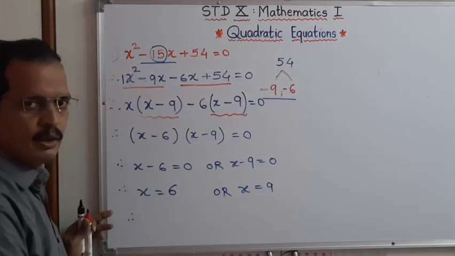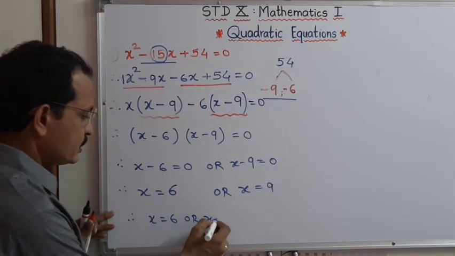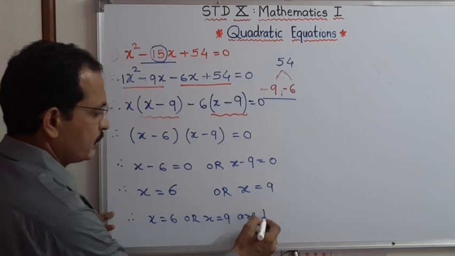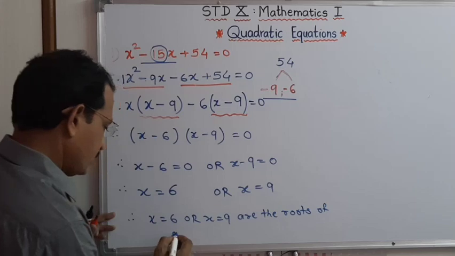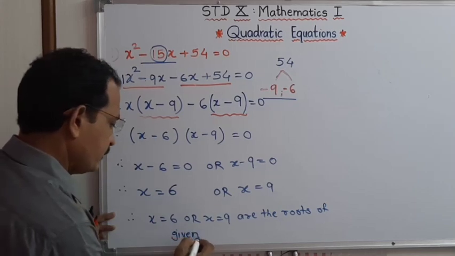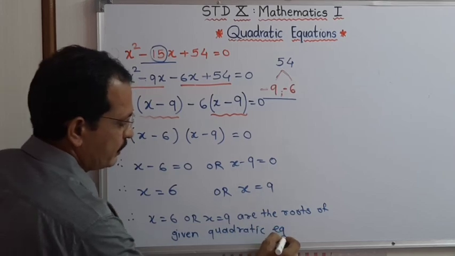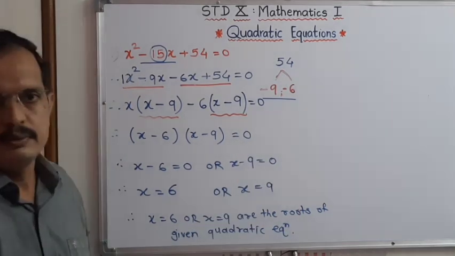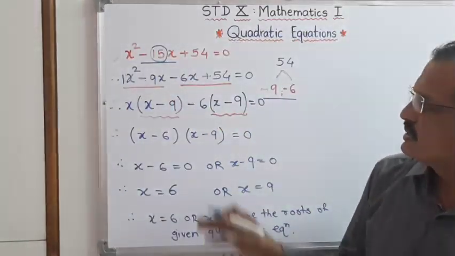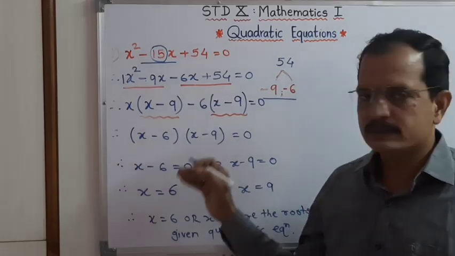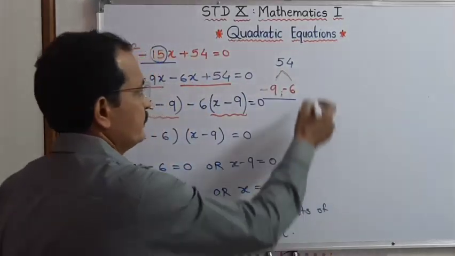Therefore we have to write the final answer: x is equal to 6 or x is equal to 9 are the roots of the given quadratic equation. I think all of you understood this method. It is a simple example, and we have to see now the next one.